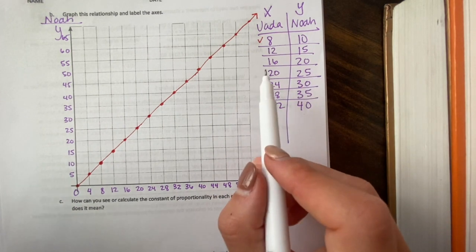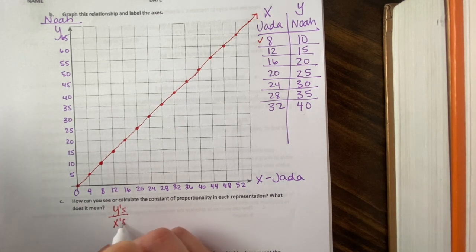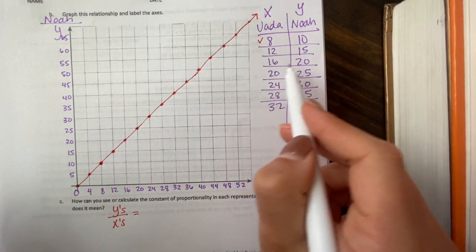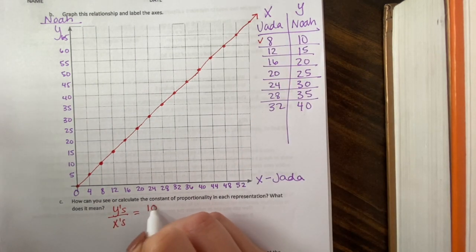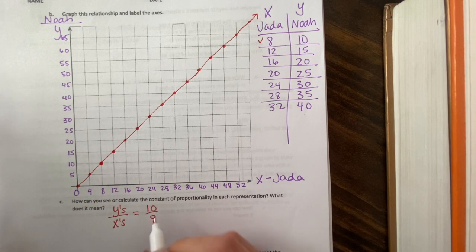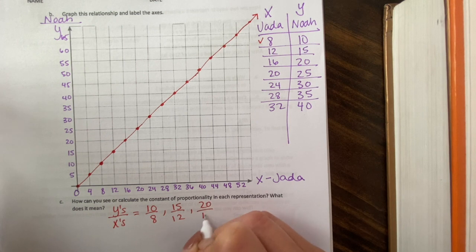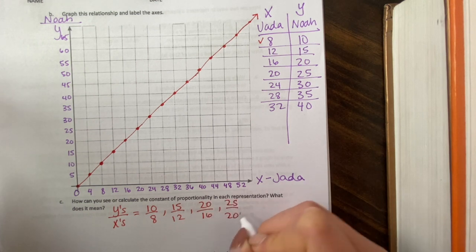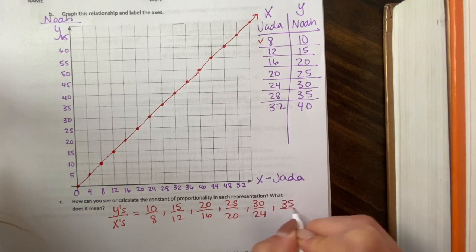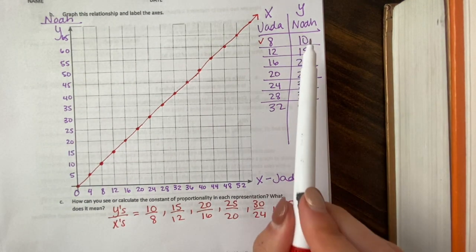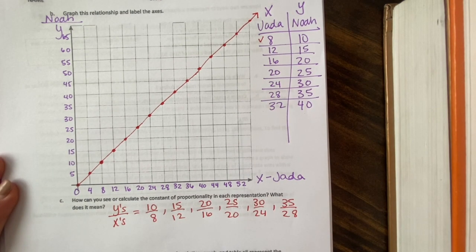Okay, so the constant of proportionality is your Y's over your X's when you divide these ratios, or these rates, I guess. And so you get 10 over 8, and then you also, and I'm just going to put commas, 15 over 12, 20 over 16, 25 over 20, 30 over 24, 35 over 28. Okay, so those are all the numbers that you get. Okay, so constant means stays the same.